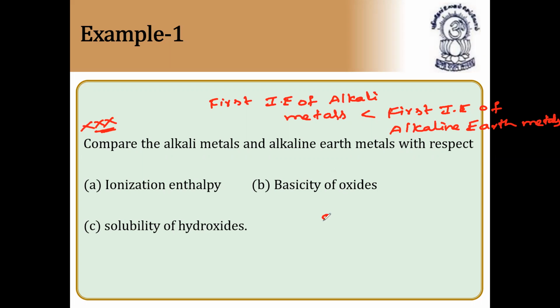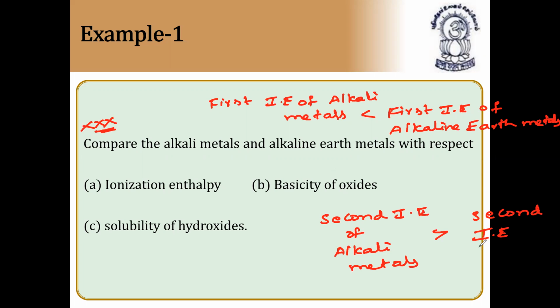Similarly, the second ionization enthalpy of alkali metals is greater than the second ionization enthalpy of alkaline earth metals. The amount of energy required to remove the second valence electron is called the second ionization enthalpy. So the second ionization enthalpy of alkaline earth metals is less.